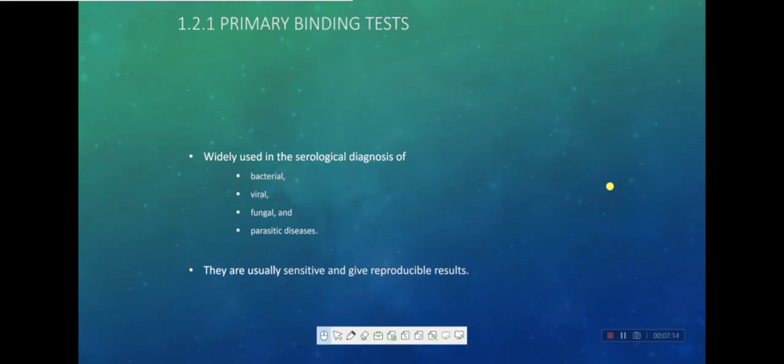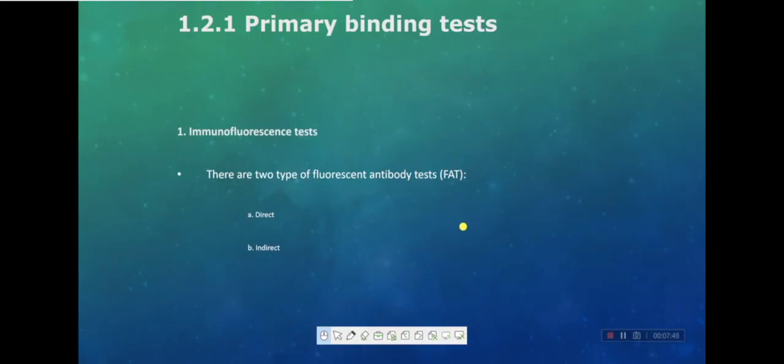So primary binding tests are performed by allowing antigen and antibody to combine and then measuring or visualizing the amount of immune complex that is formed. It is usual to use certain kinds of radioisotopes, fluorescent dyes or enzymes as labels to identify one of the reactants. Alright, so these are widely used in the serological diagnosis of bacteria, virus, fungus, and parasites. So these are usually sensitive tests, and they also give reproducible results.